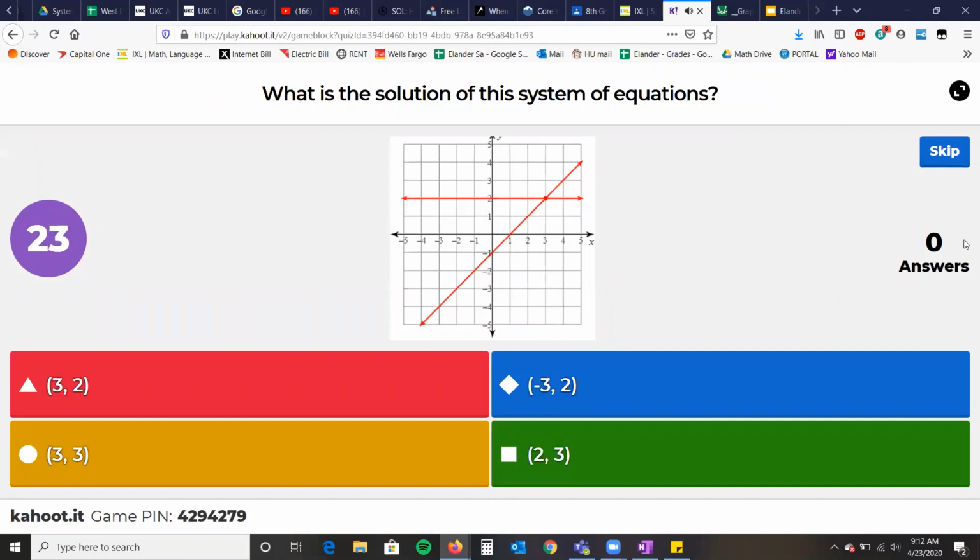All right, what is the solution to this system of equations? So what point is the solution?